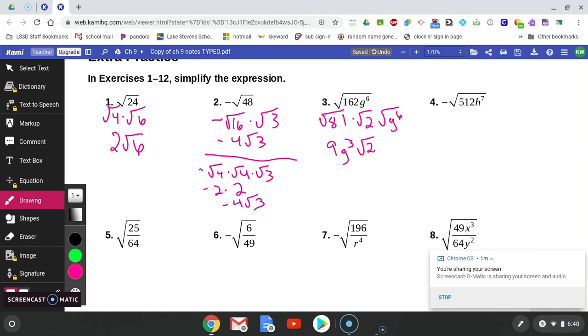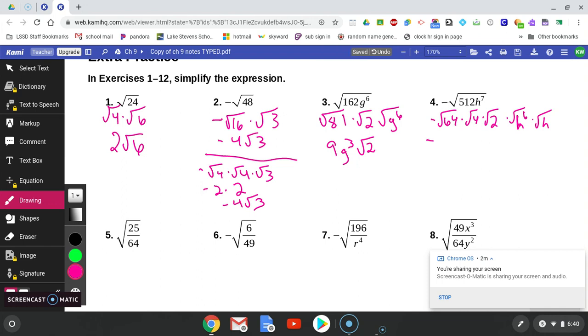Okay, number 4. I'll keep the negative out in front. I can break this down into the square root of 64 times the square root of 4 times the square root of 2. I have the square root of h to the 6th power, and then the square root of h. Remember, if it's an odd one, leave that odd one by itself.